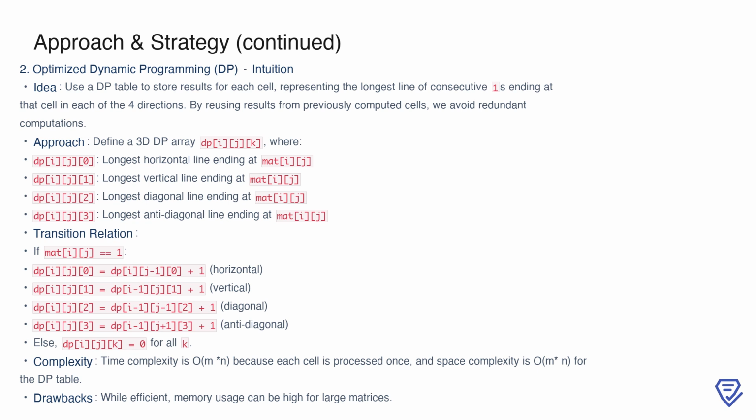Similar logic applies for the other directions, leveraging the relationships between neighboring cells. This approach processes each cell only once, leading to a time complexity of O(m*n). However, the DP table requires O(m*n) space, which can be significant for very large matrices. While this method is efficient in terms of computation, its memory usage is a potential limitation.